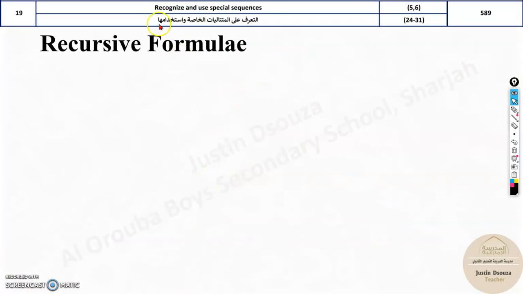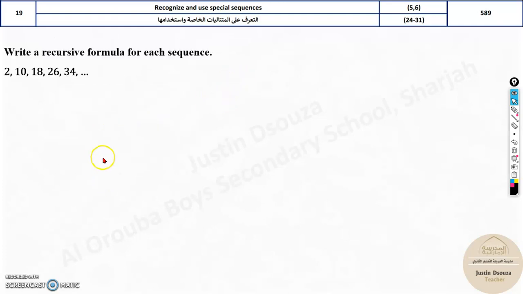So it is about recognizing and using special sequences. If it is just recognizing and using special sequences, it's okay. You can do it. And then finding a recursive formula for that, it's a bit hard. Now, if it is just a normal arithmetic sequence or a geometric sequence, you have the recursive formula over here.